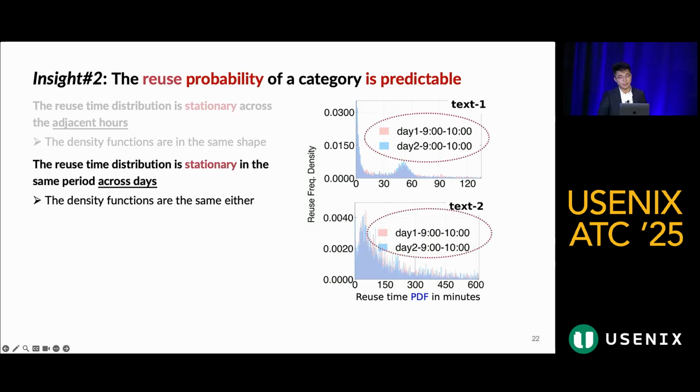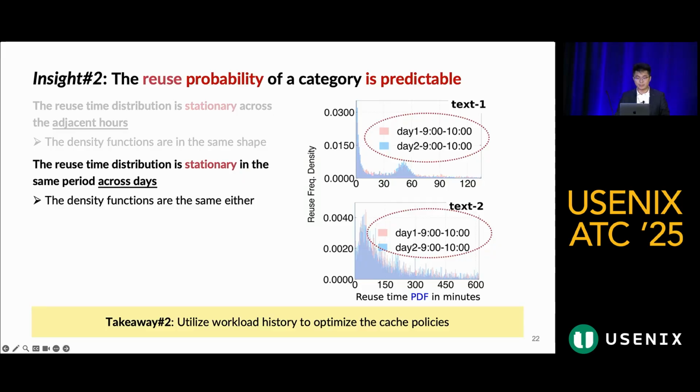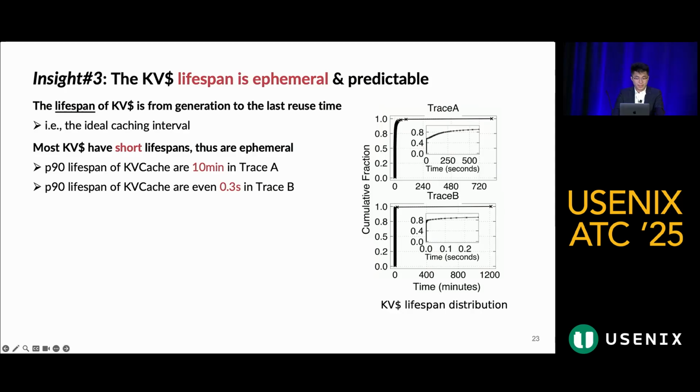More interestingly, this stationary property is also applicable to the same period across days. The density functions of day 1 and day 2 are in the same shape too. This suggests that we can profile the historical usage patterns and derive the current KVCache policies of a KVCache system. Our third insight is that most KVCache reuses are ephemeral.